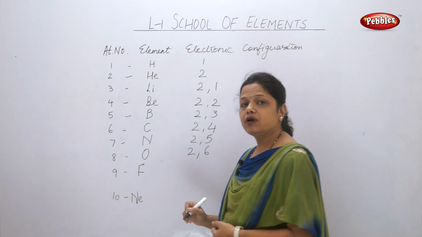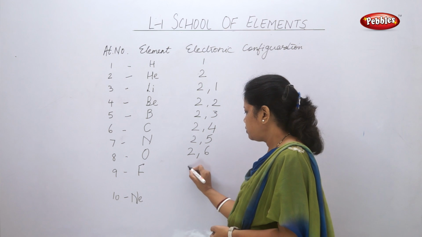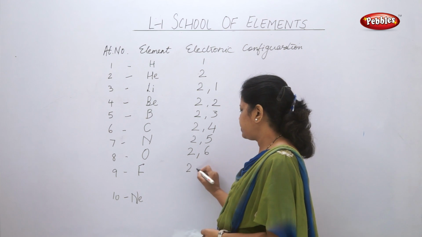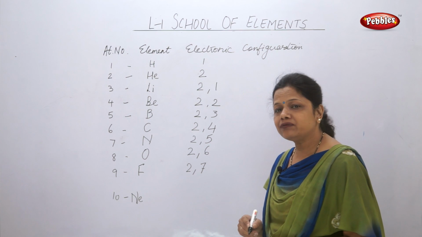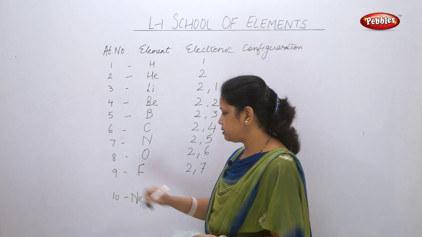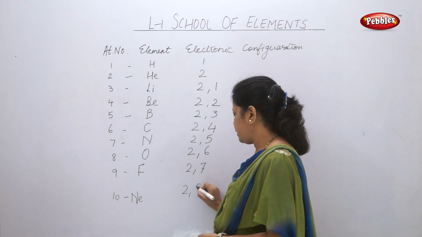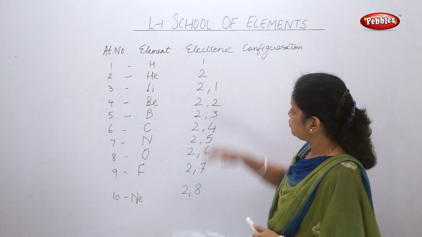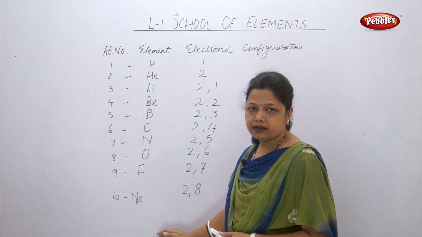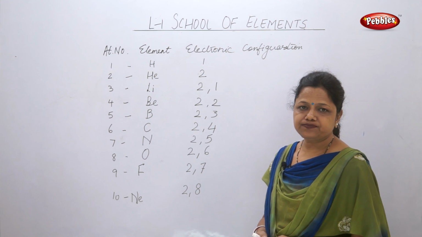Fluorine has 9, that means atomic number 9. So I have to show first 2, what am I left with? 7. So this second shell will have 7. And 10th is neon. Neon, so 2 and 8. So this is the maximum which we get. So first to 10 have this type of electronic configuration.